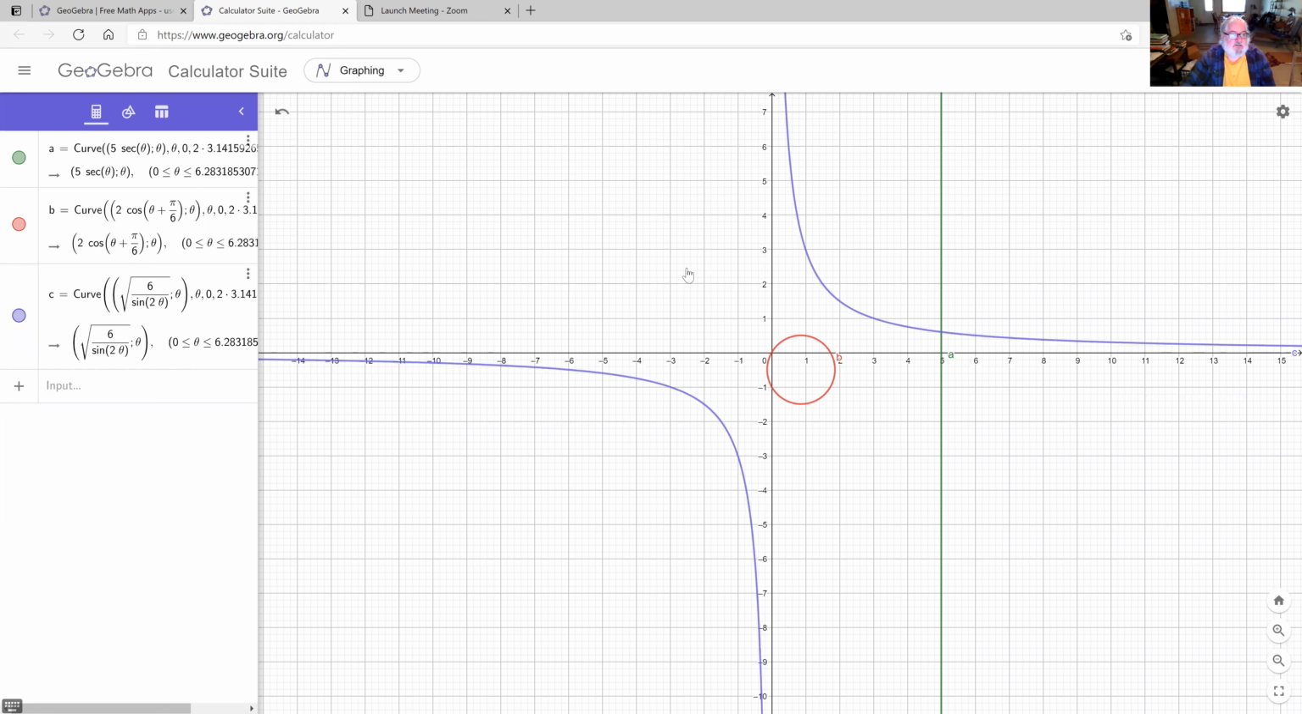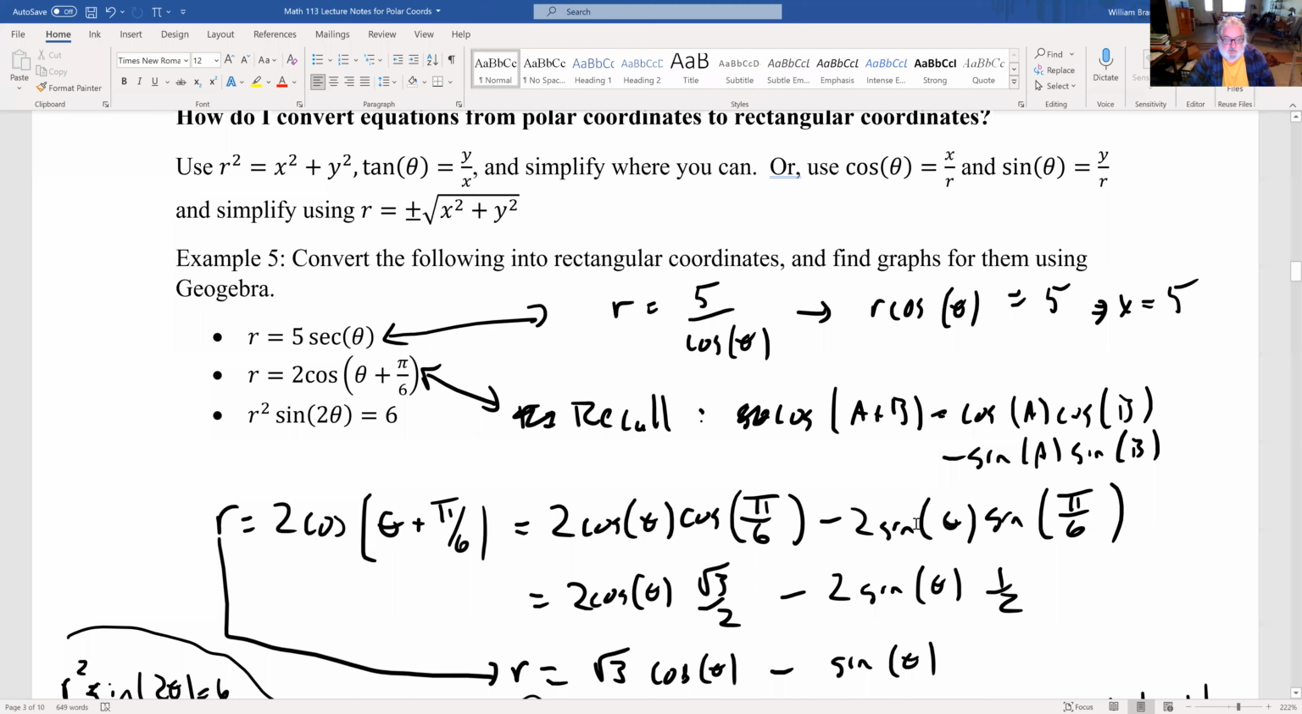So you can graph these things in GeoGebra. You have to be a little bit careful. To graph polar coordinates in GeoGebra, it always has to be r equals something. And then when you want to put in the theta, you have to hit the Alt button, and then Alt-T will give you that graph. Okay, so go back to the lecture notes.